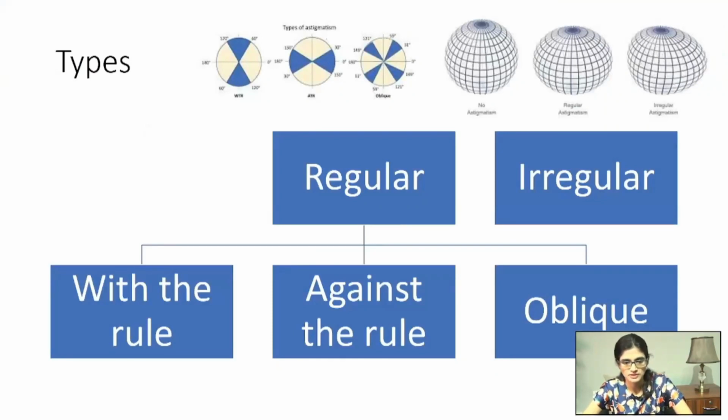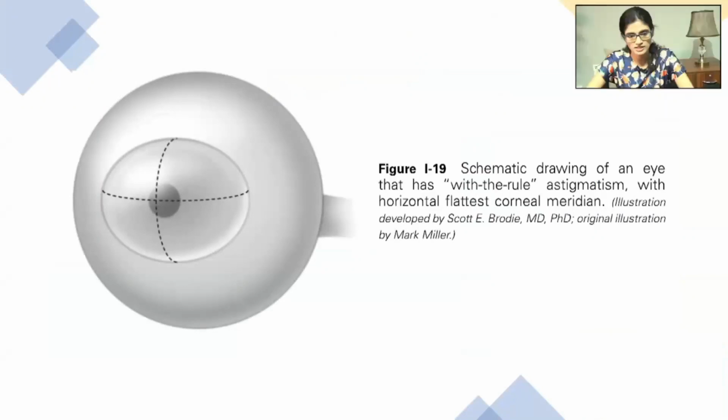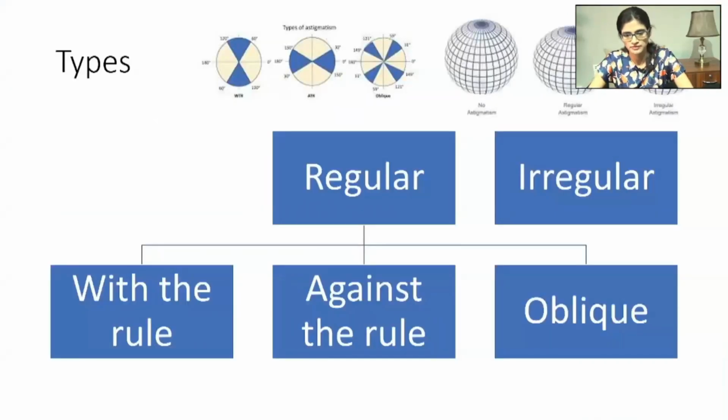So we now have types of astigmatism: regular and irregular. Regular means there is some kind of order to this astigmatism. With the rule is the normal rule seen in the normal eye. It's a football on its side, just exaggerated. Against the rule means a football on its point, or a vertically kept football. That means that unlike this eye, you now have a shallower vertical axis and a steeper horizontal axis. That is what you call against the rule.